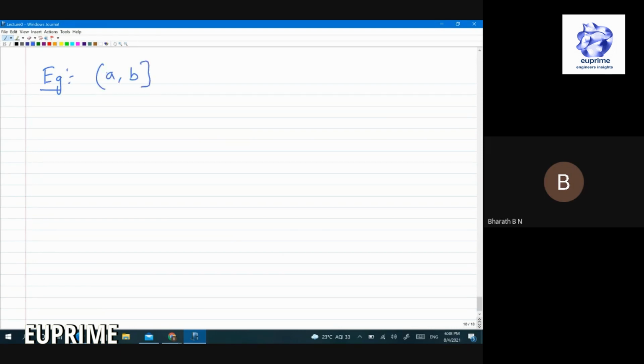What is this? It's open on the left, closed on the right, right? What do you mean by that? All the numbers x greater than a, but less than or equal to b, right? So and so on. This is called a closed interval because you consider all the numbers between a and b included, right? It's a closed interval. Interval is fine, right?